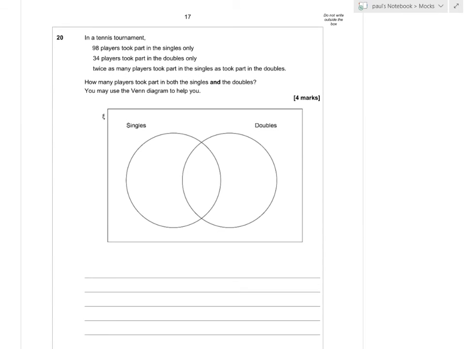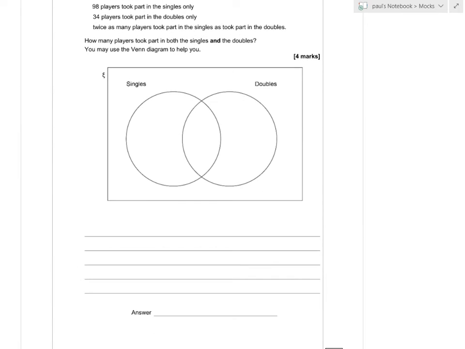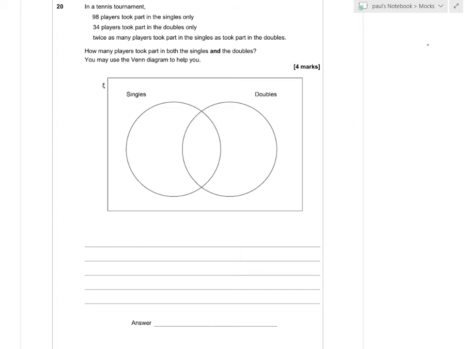A tennis tournament's taking place. Ooh, it will soon be summer. In a tennis tournament, 98 players took part in the singles only. 34 players took part in the doubles only. Twice as many players took part in the singles as took part in the doubles. How many players, so how many's in the middle of there?